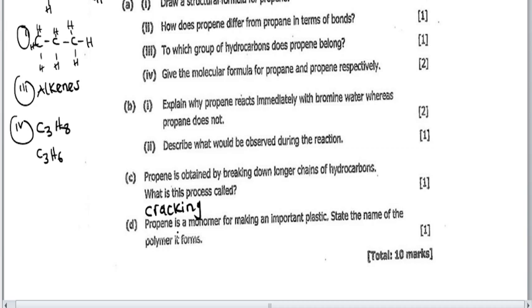Propene is a monomer for making an important plastic. State the name of the polymer it forms. The polymer that propene forms is called polypropene. So that's the name of the polymer that propene is going to form. I guess that was the last question for this paper.